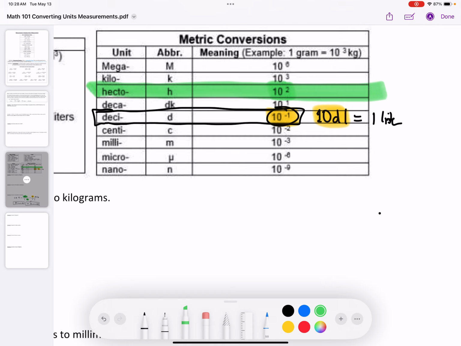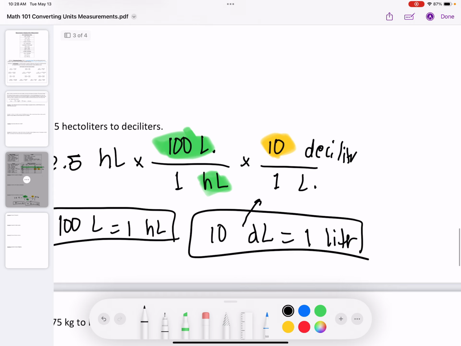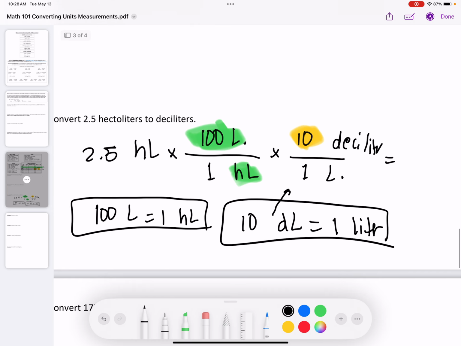There we go. 100 liters in 1 hectoliter. Okay. Oh my gosh, I'm sorry. I'm losing my freaking mind. All right, now I'll multiply across.